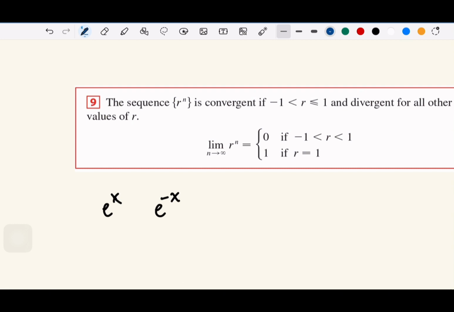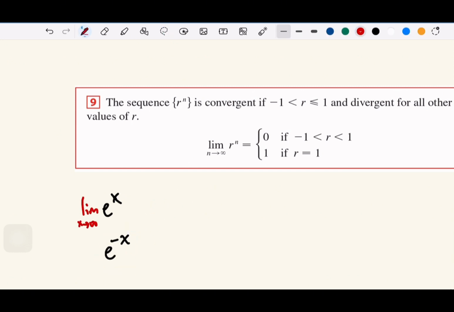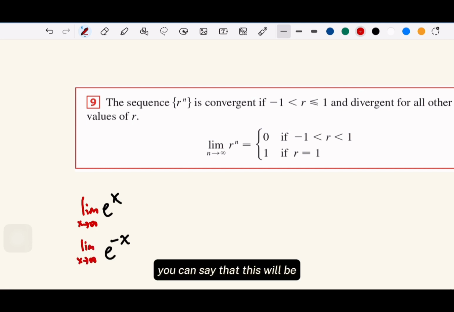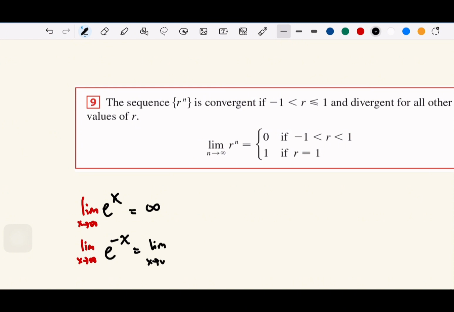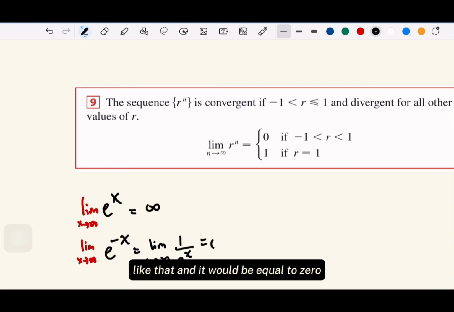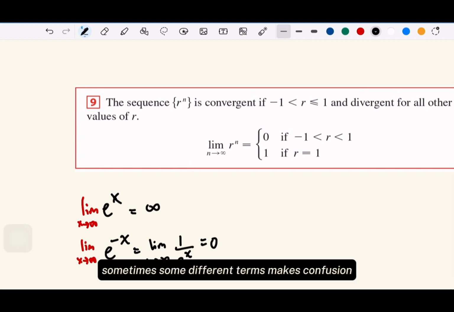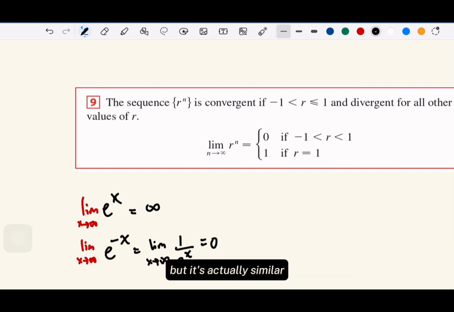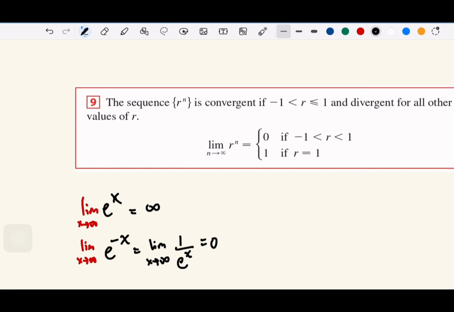So if we take both of these and take the limit, this will be infinity, and this will be equal to 0. This is just for reference. We can think like in calculus 1 also. Sometimes different terms cause confusion, but it's actually similar. We now use this r in chapter 11, because later we are going to see another r in the geometric series. But actually you could think like in calculus 1.